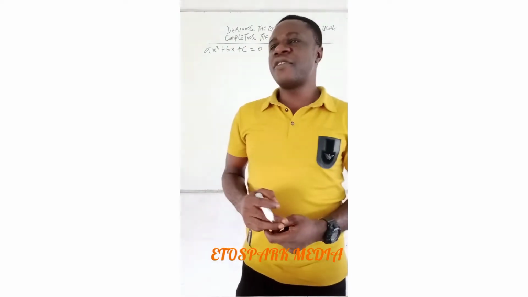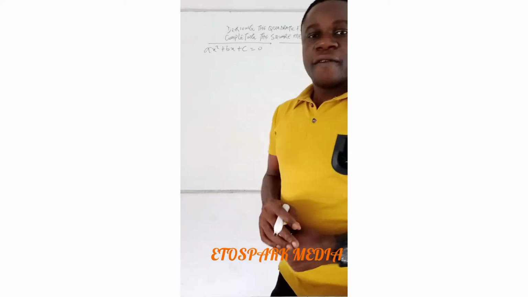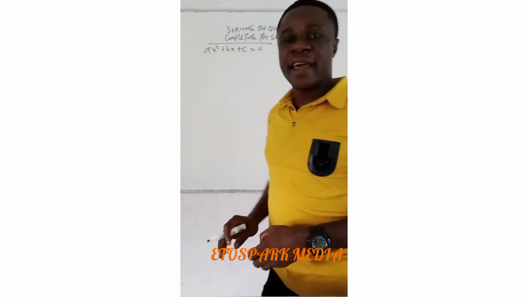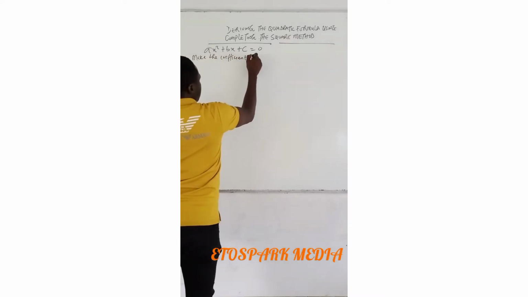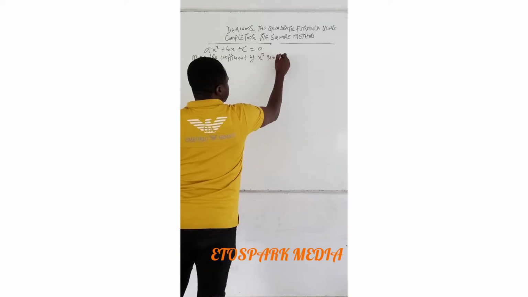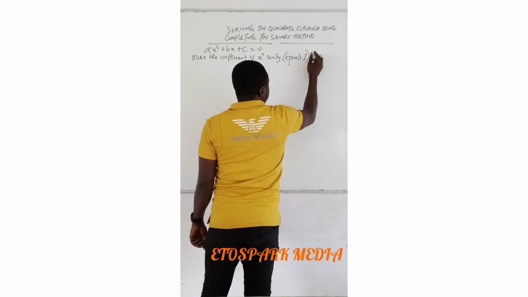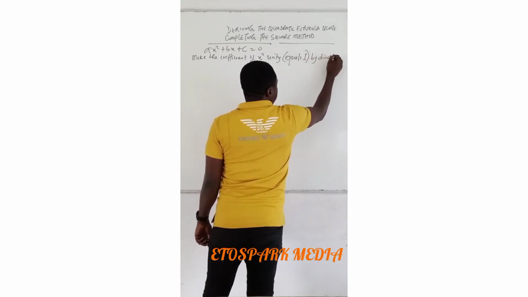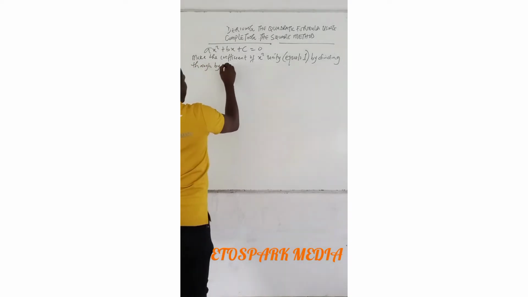Now, for us to derive the quadratic formula from this general form of the quadratic equation, we need to apply the completing the square method to this. And how do we do it? The first thing we need to do is to make the coefficient of x squared unitive, that is 1. That means equals 1 by dividing through by a.